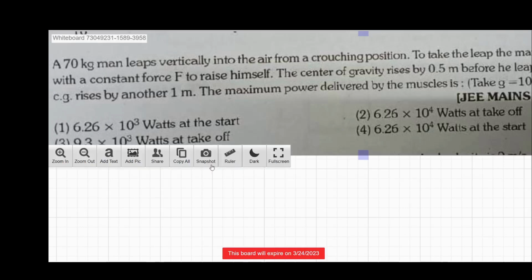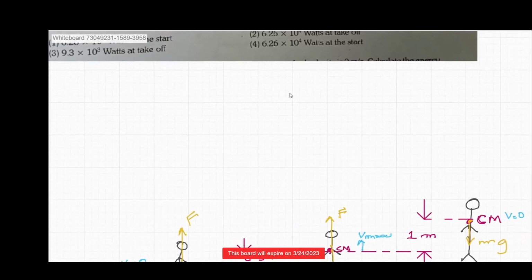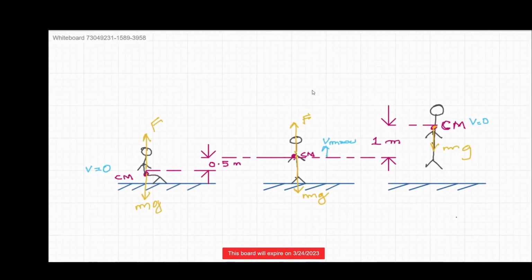So what I've done is I have already drawn the free body diagram. So let me take you to that. So this is the man, okay, and let's see how this works out. So if you see in the diagram, I have already drawn the free body diagram. So first this is his crouching position. So let me write this. This is the crouching position. Okay, this is when he is just about to leap, and this is when he has reached the maximum height.